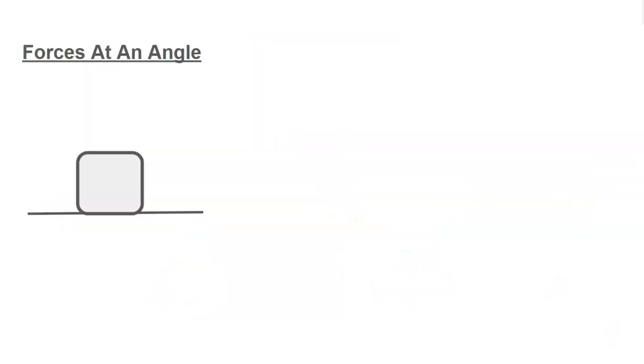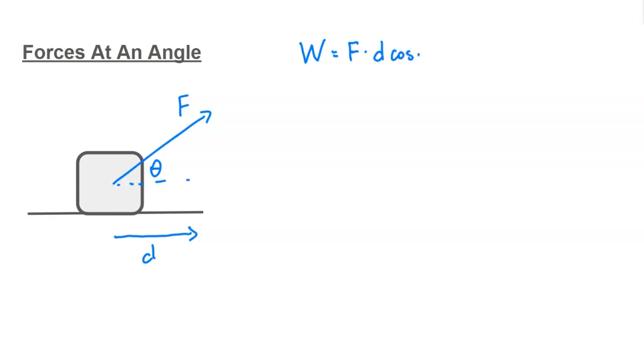Now we're going to take a look at forces at an angle. What happens if the force is not parallel to the direction of the object's motion, but at an angle? So here we have a force at an angle of theta. It's moving to the right, displacement d. So the equation we use is work is equal to force times the displacement times cosine theta. Okay, so we need to take the angle into consideration. So let's take a look at some examples.